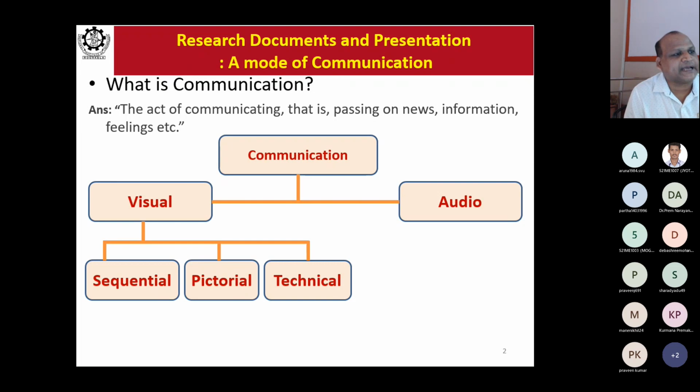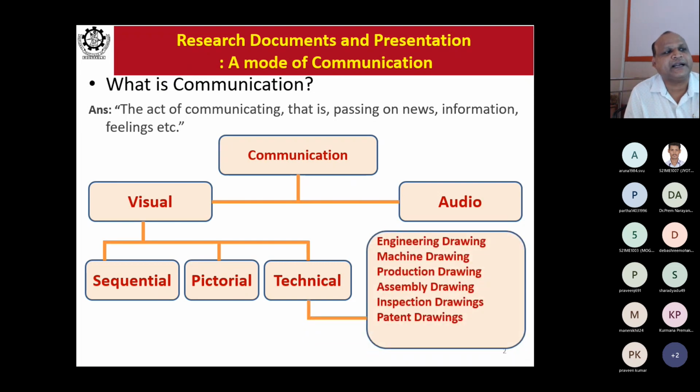But one more thing is technical. Under technical, you must have read in your first year of undergraduation something called engineering drawing. And if you are from mechanical or industrial design, then you must have read machine drawing, production drawing, assembly drawing. So there are different types, even patent drawing is there also.